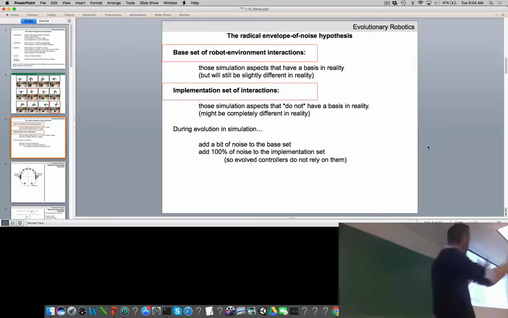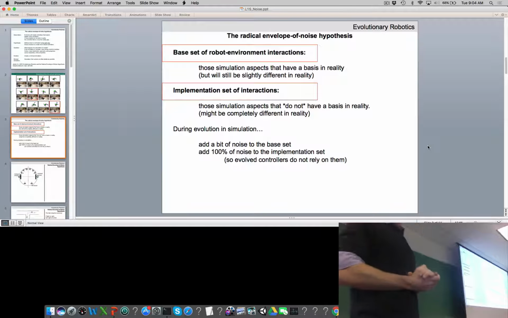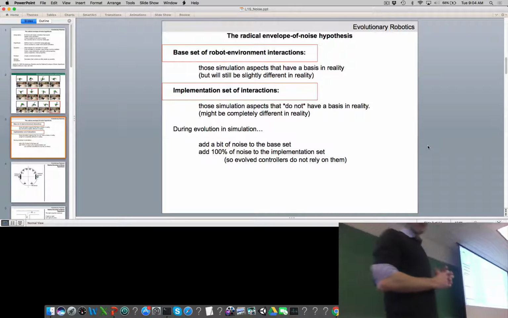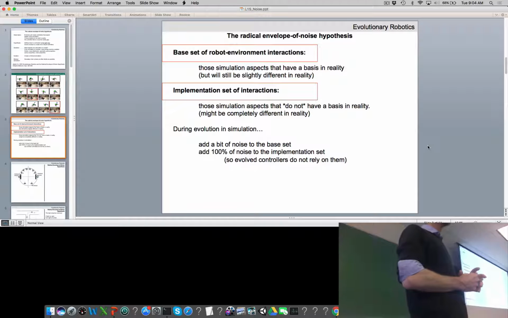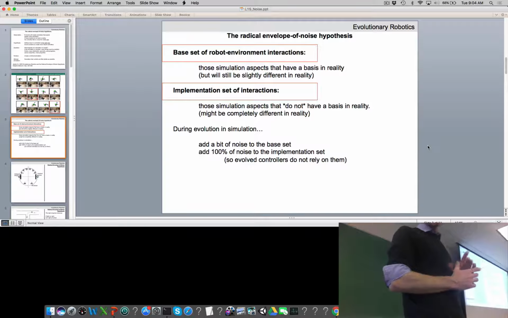Okay, so let's come back to the radical envelope of noise hypothesis. They broke down their simulator into two sets of details, the base set and the implementation set. The base set were those aspects of the simulation that were going to be more or less correct, that were going to exist in the physical world as well. They had some basis in reality, and we'll see some of those in a moment. Then there were other implementation details that had no basis in reality. There was some detail of the physics engine that's completely different from what would exist in reality. And I'll show you examples of those in a moment.